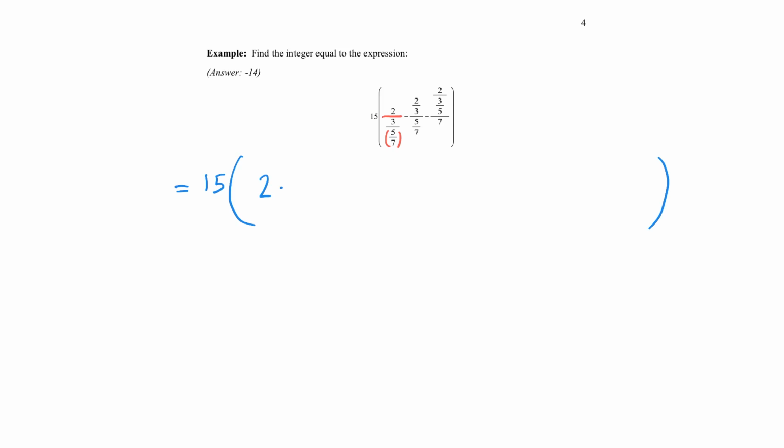So 5 over 7 was on the bottom. 5 over 7 comes to the top. And 3 was on the top, and it goes to the bottom. So that's our first term sorted out. Okay, let's take a look at our second term now.